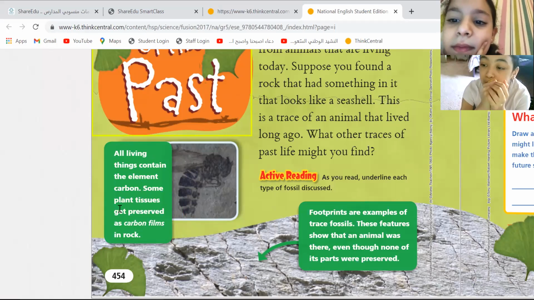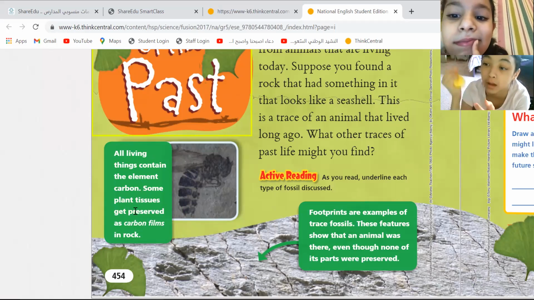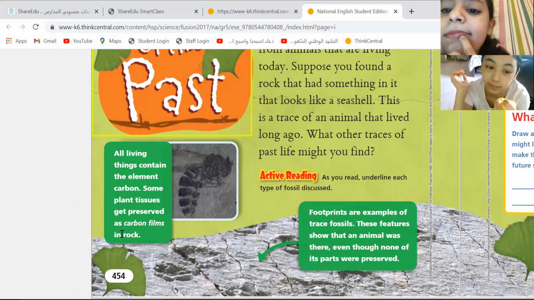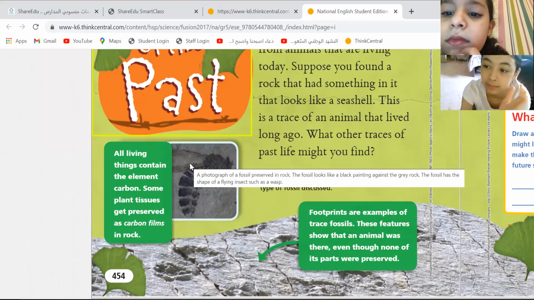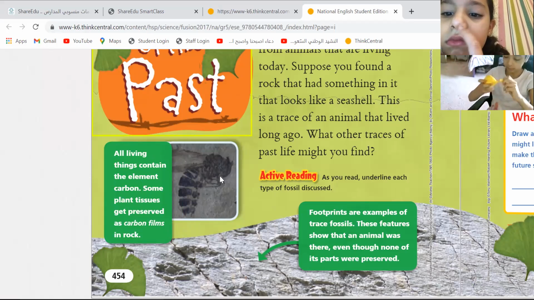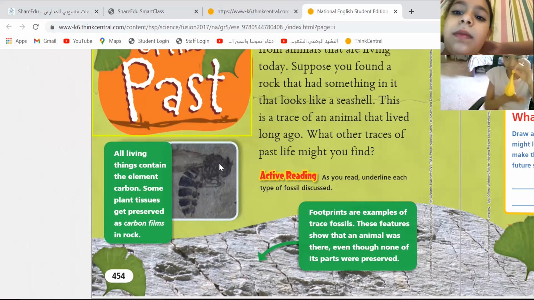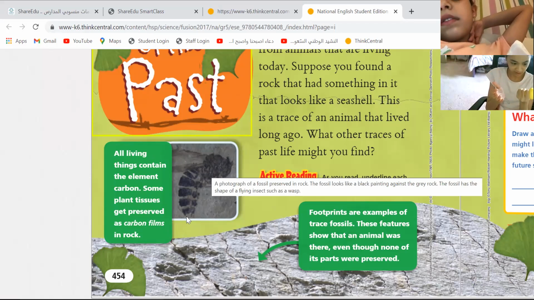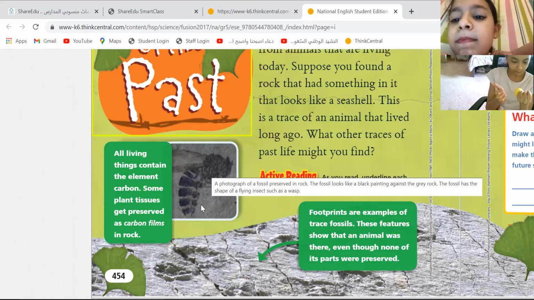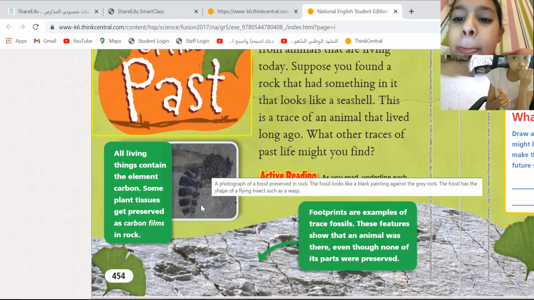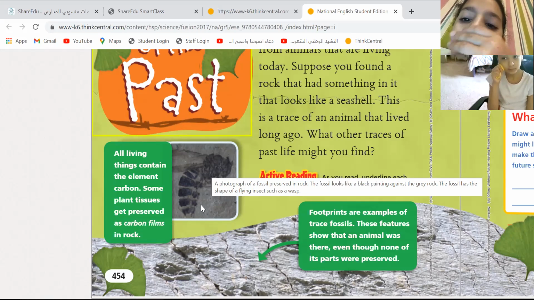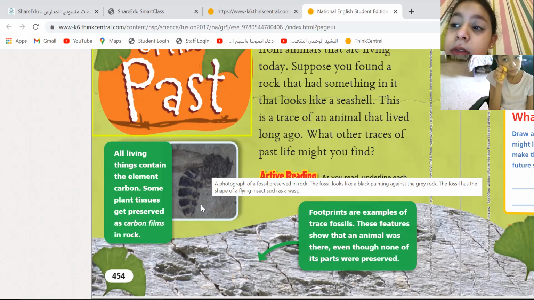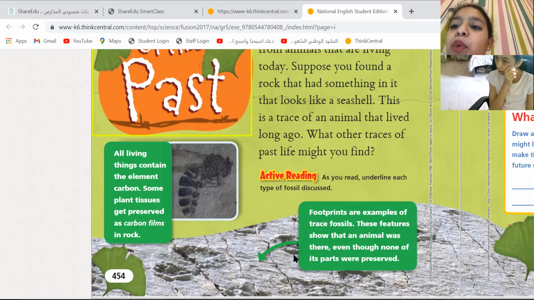Some plant tissues get preserved as carbon films in rock. Not only plants, even insects. It's just like a camera, or let's say a stamp. It looks like you stamped the rock with what? With this bee print.